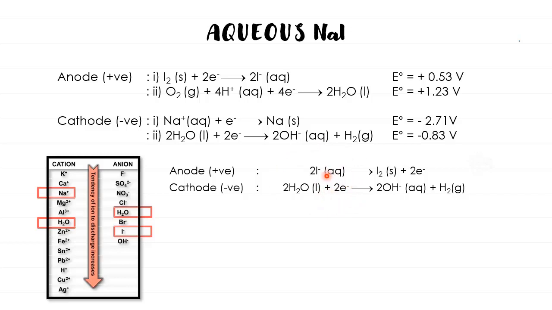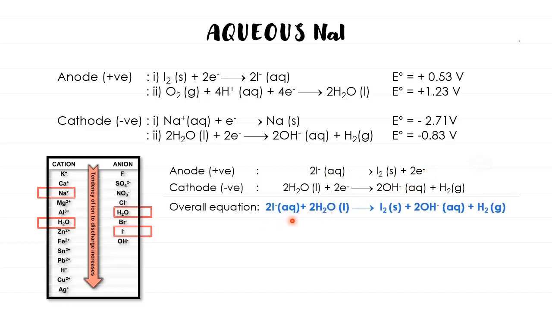By having this number of electrons the same, you are going to discard them and then that leads to the overall equation of 2I minus plus 2H2O to form I2 plus 2OH minus and H2 gas.